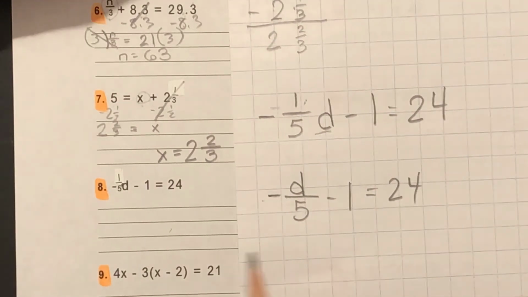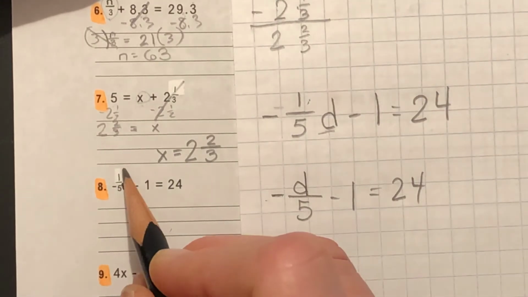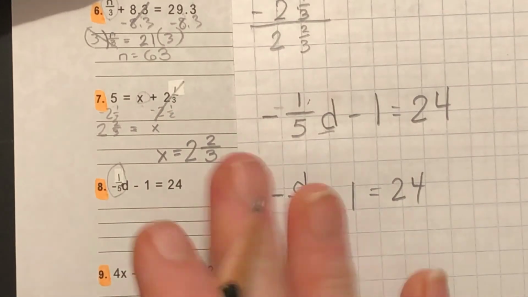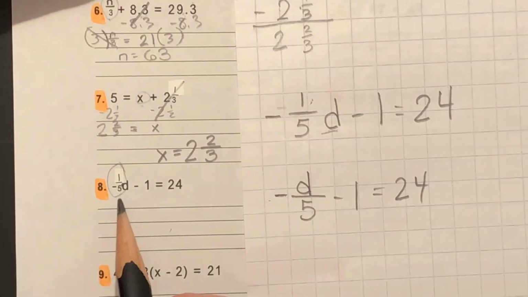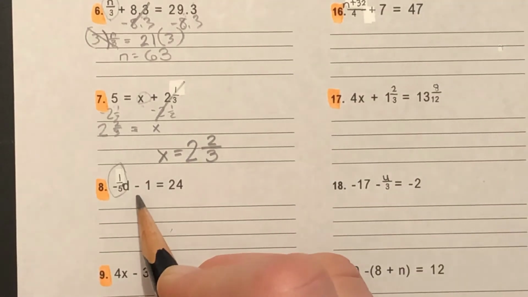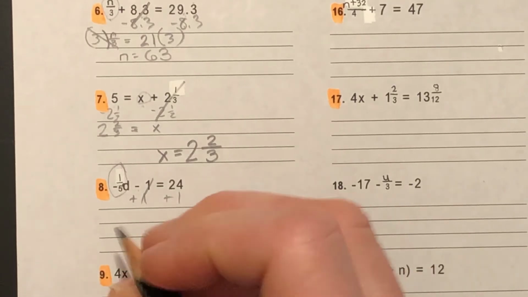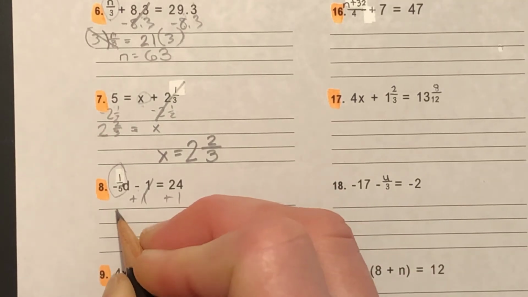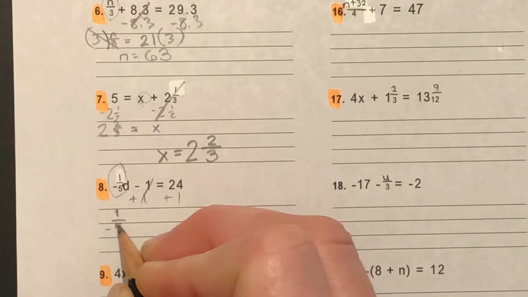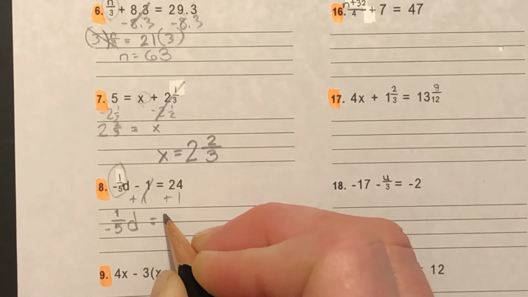All right, so now, given that, what we'll do first is nothing with this. We'll keep that. That's our variable term. We have to get it by itself before we can do anything with it. So I will add 1 to both sides. That gives me 1 over negative 5d equals 24.